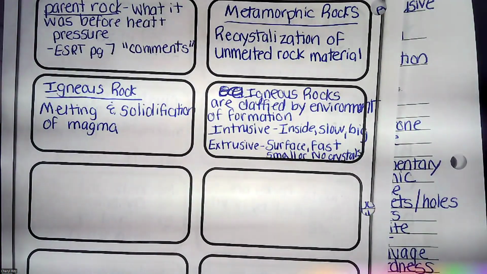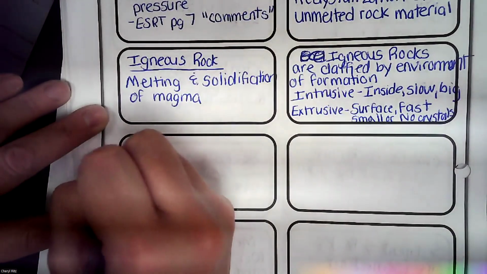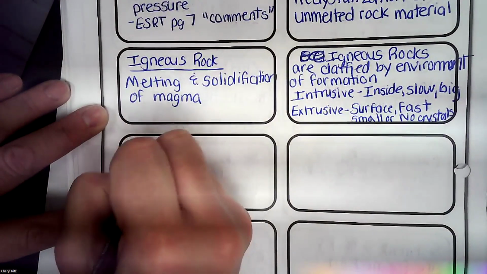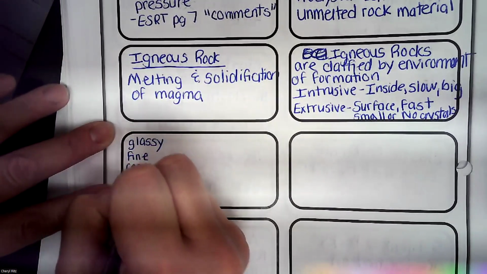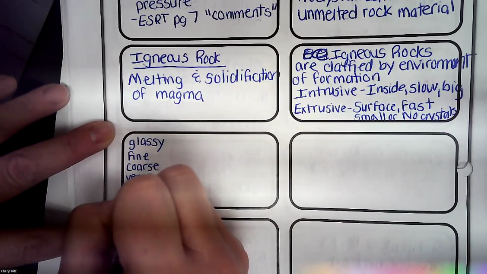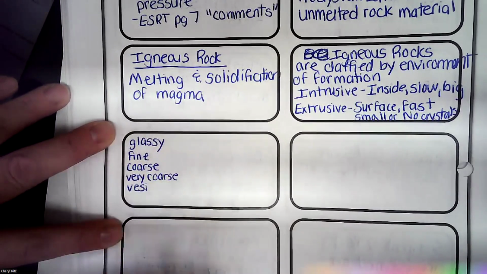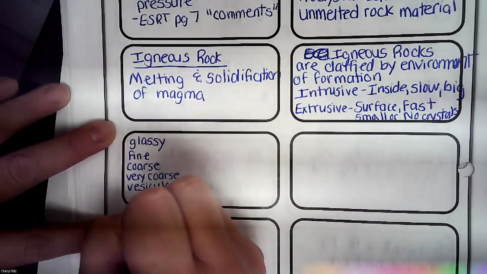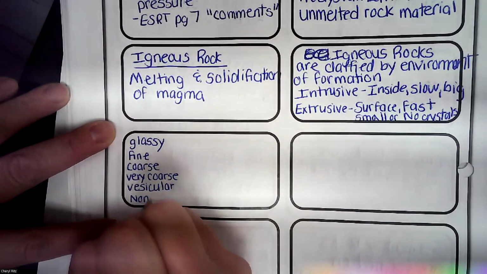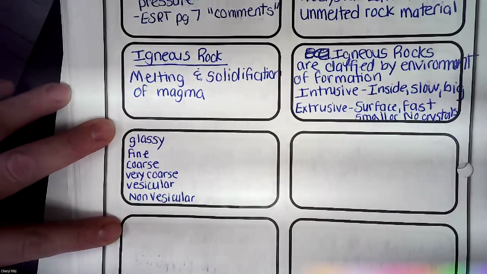Sorry, that one got messy. We have 5 or 6 types of texture. We have glassy, fine, coarse, very coarse, and then don't forget the vesicular. And if you have room, include non-vesicular. So obviously, we don't have a lot of room to write.